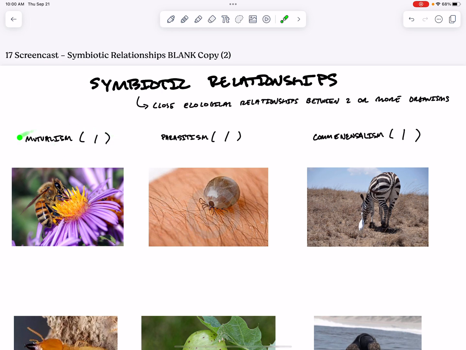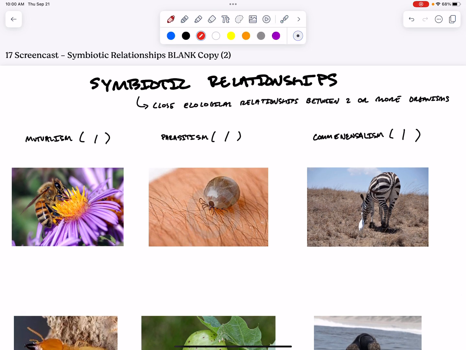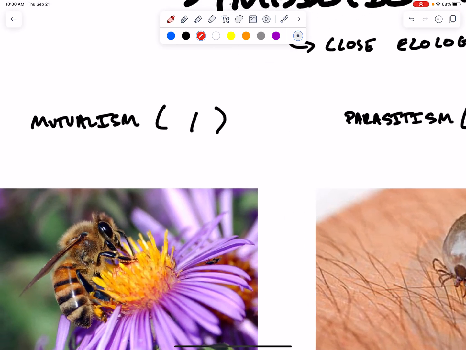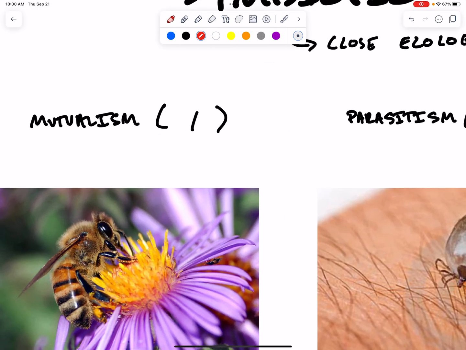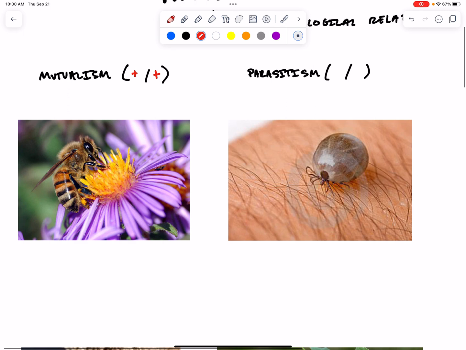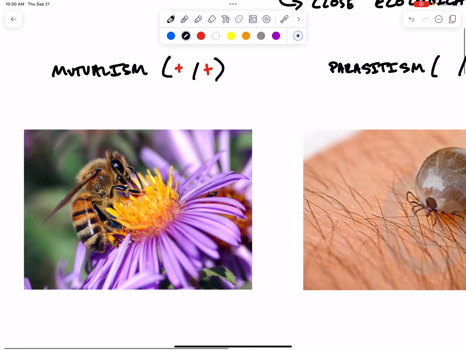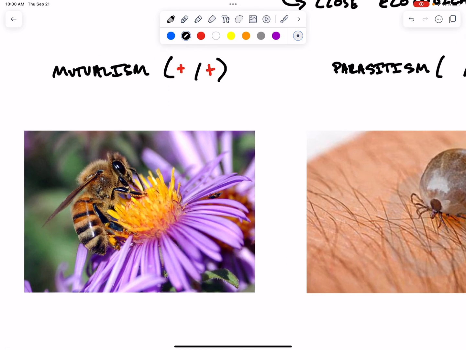The first category of a symbiotic relationship is called mutualism. And mutualism is a type of symbiotic relationship where both participants in the relationship benefit. So we're going to put two pluses here because in a mutualistic relationship, there are two parties and they're both benefiting. Okay, our first example of a mutualistic symbiotic relationship is a plant and pollinator relationship.